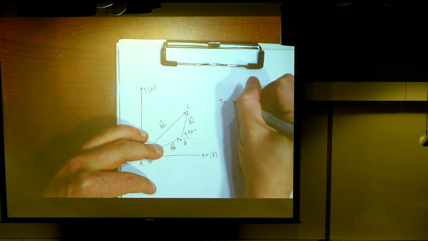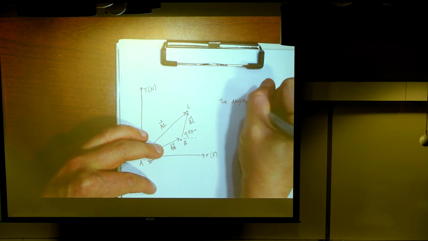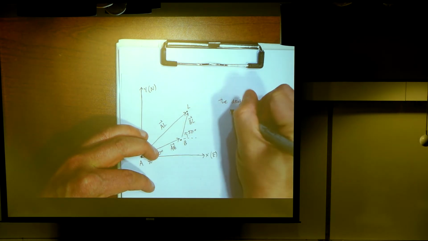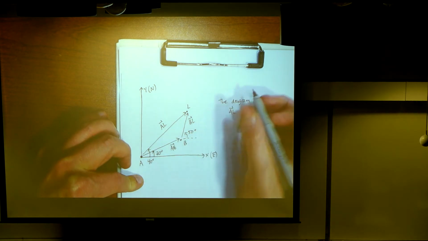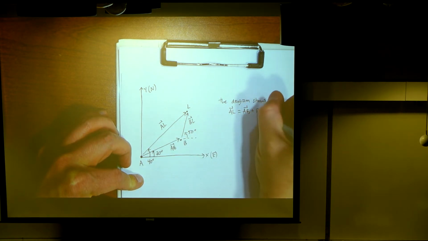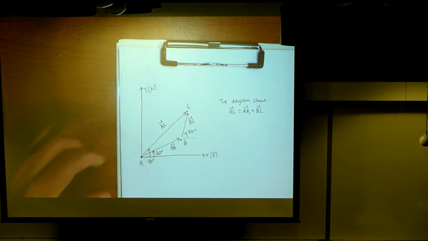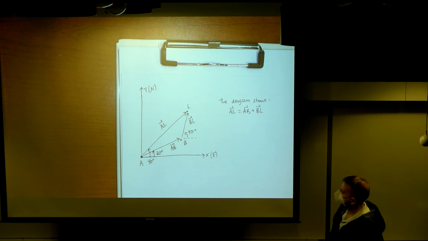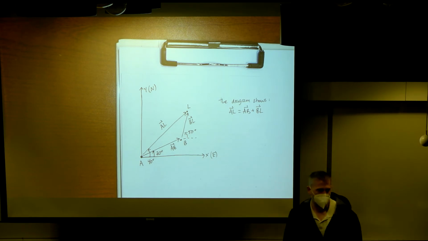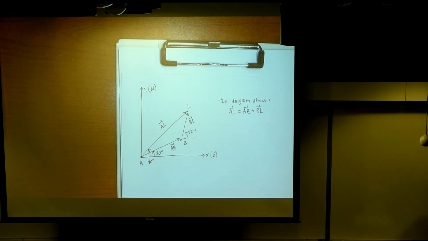So the diagram shows the following. We have AL is equal to AB plus BL. It probably would be hard to see that unless we just drew it out like this, right? But now that we've drawn it, we can solve for what we want.